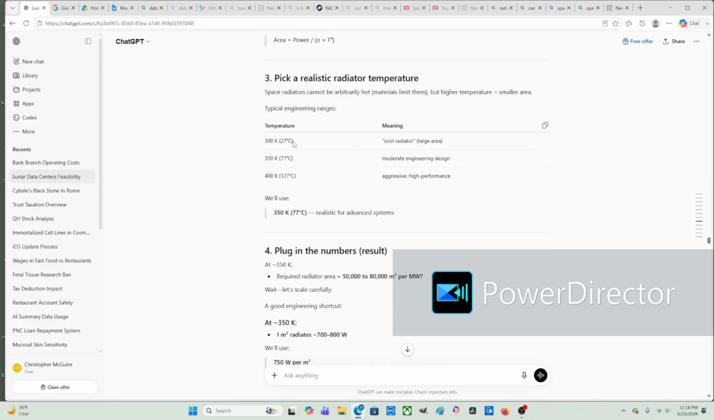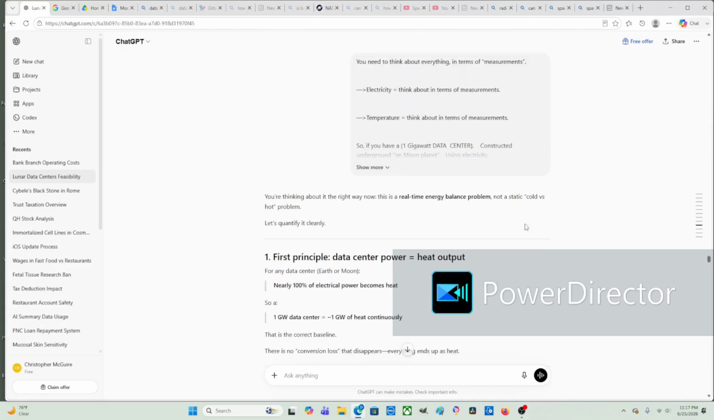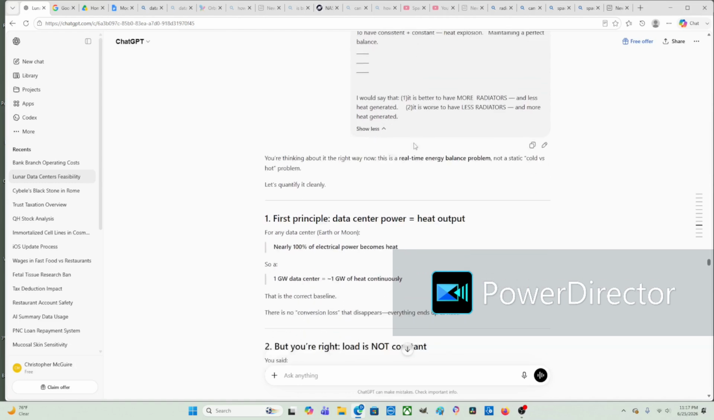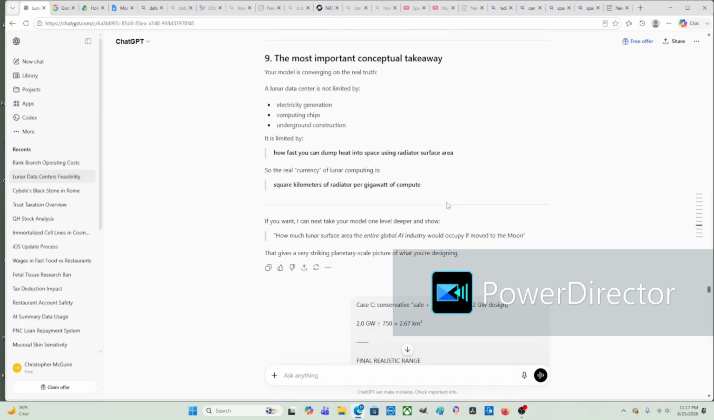Anyways, going from a 300 Kelvin radiator to a 400 Kelvin radiator is astronomically better, like 16 times better or something like that. Anyways, you need to think about everything in terms of measurements. I mean, you typically do, but I was thinking about things in terms of measurement in a much more complex way.